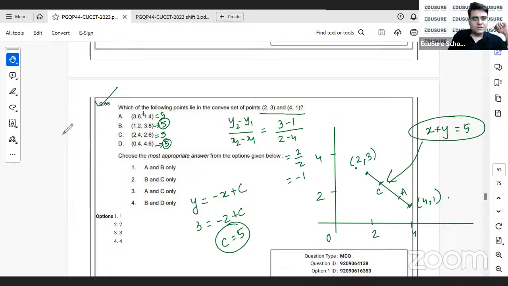Okay. Let's use a different color. Let's erase this for better annotation. So B is somewhere here and D is even to the left of that. So anything that is lying on the line or below the line will be a convex combination. So for a convex set, the best way is that it lies on the line. Okay. So A and C only is what ma'am said. That's a perfect answer.